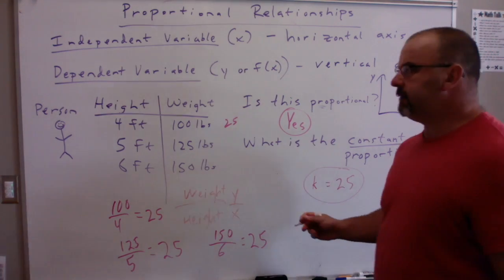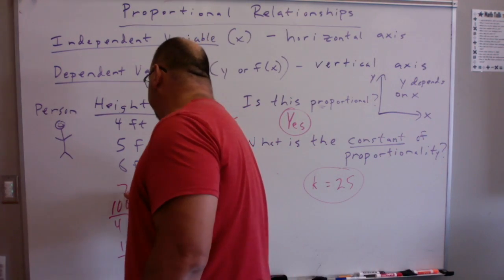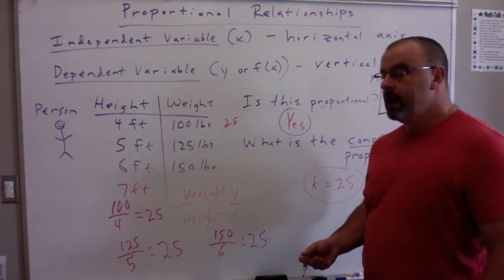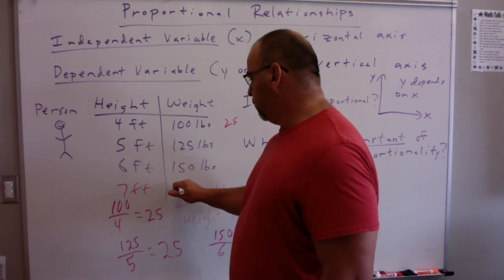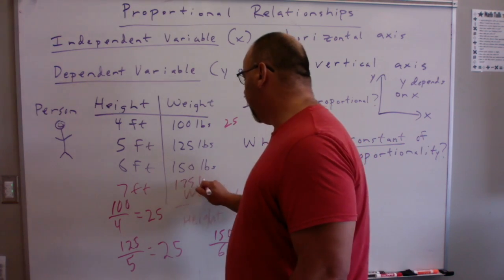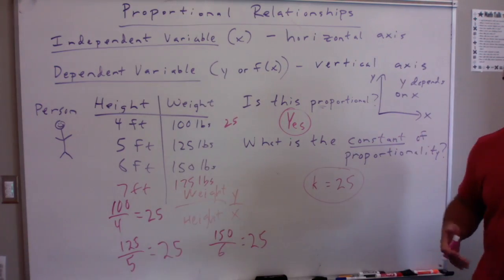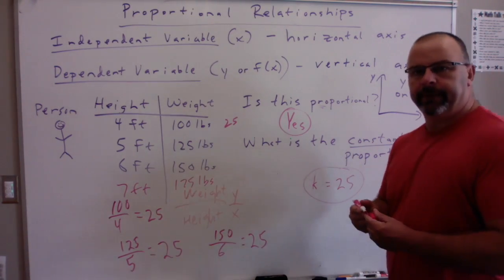So in theory, if somebody was, let's say, 7 feet tall, how much would it go up by? It would go up by 25. So 150 plus 25 would be 175 pounds. Now that's in theory. Probably not the case, but in this case, that's what it would be.